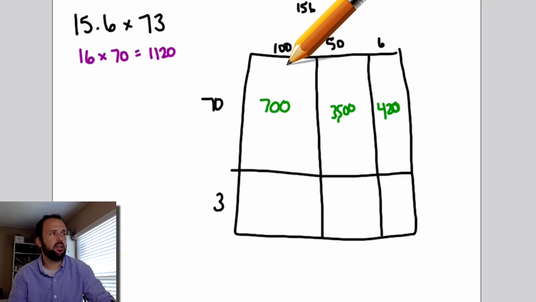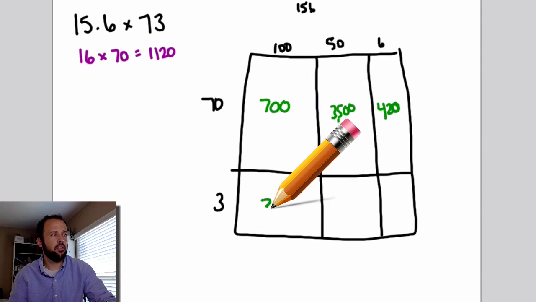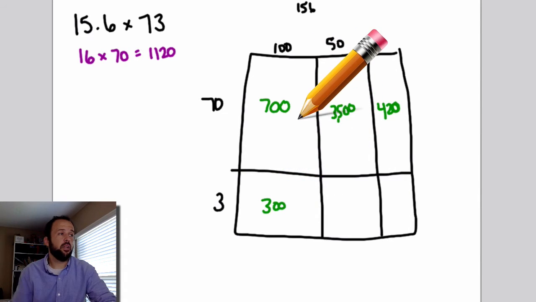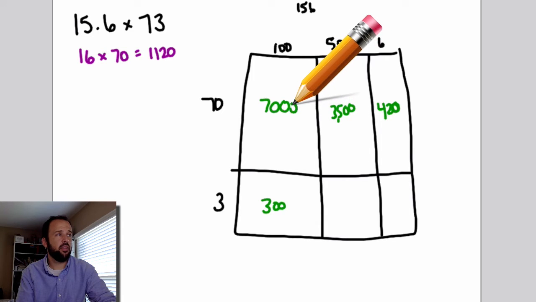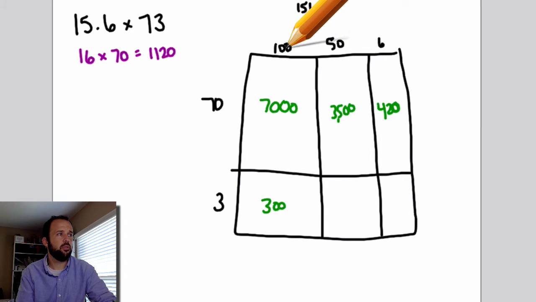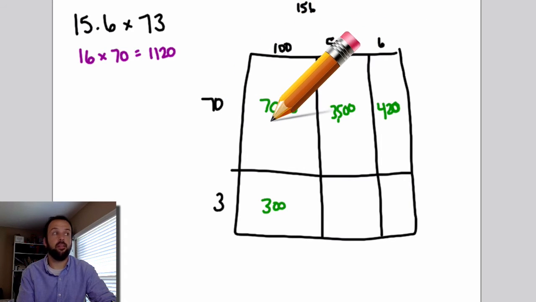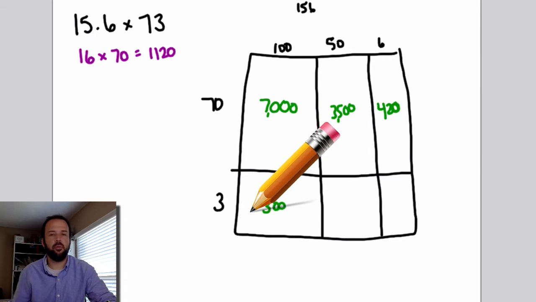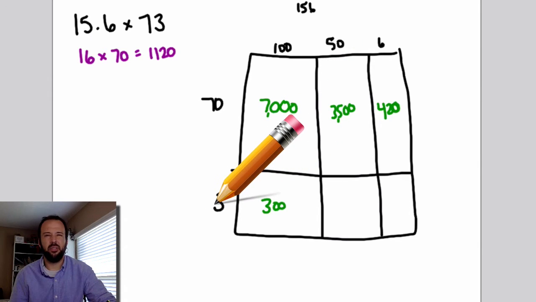Let's do 3 times 100. That's going to give us 300. And you know what, guys? I made a mistake back here. This should actually be 7,000. I don't know what I was thinking. I have 3 zeros, 1, 2, 3. I need 3 zeros in my answer, obviously. Good thing we caught that before we got too far. You can never be too careful, right?